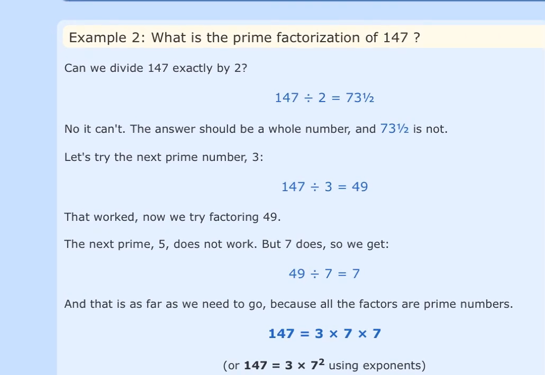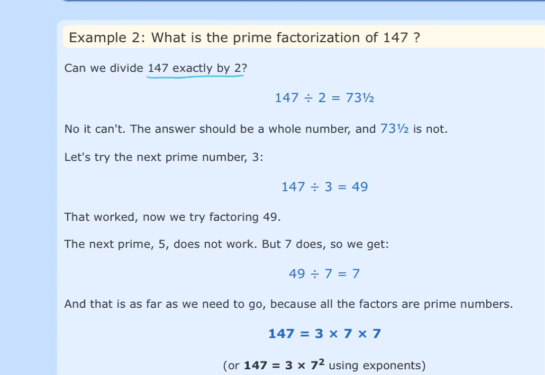Now, here, remember that it said what is the smallest prime number that goes into the number. So here it says can we divide 147 exactly by 2? So 2 is the smallest prime number, but is it the smallest prime number that goes into 147? That's the key word or key idea.